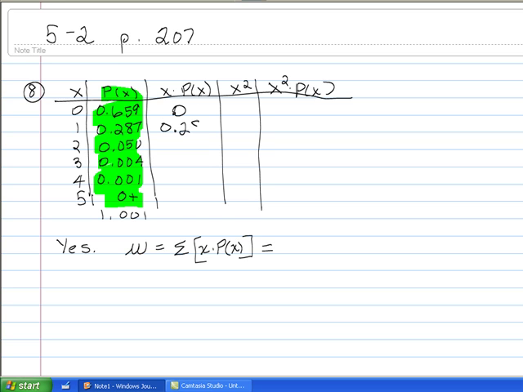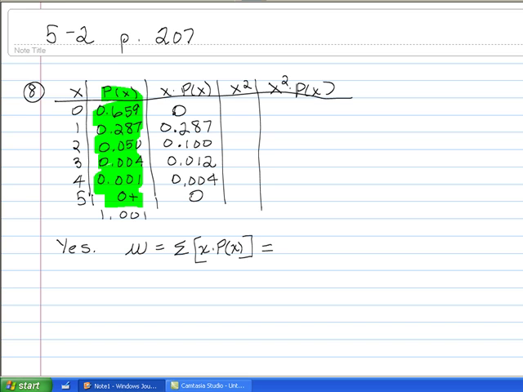0.287 is 0.287. 2 times 0.05 would be 0.10. 3 times 0.004 is going to give us a 0.012. 4 times 0.001, 0.004. And the 0 plus means that we have a small positive number, but essentially it is a 0, so we just simply multiply 5 times 0.